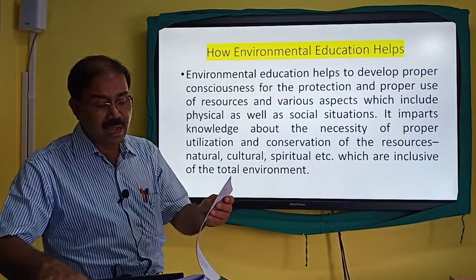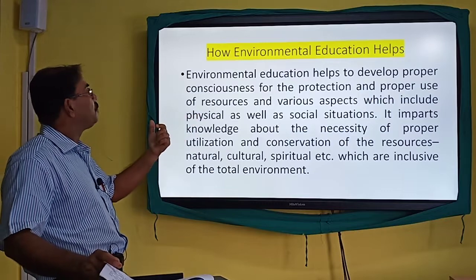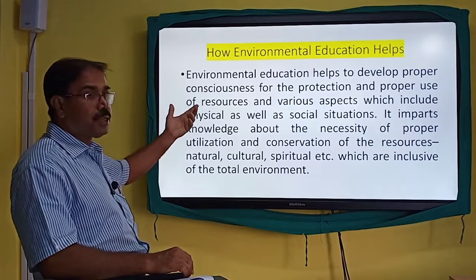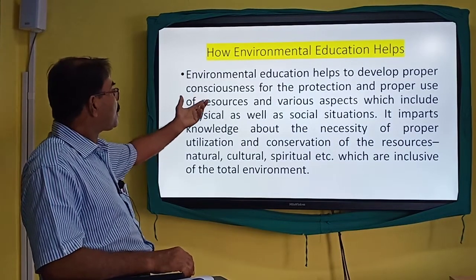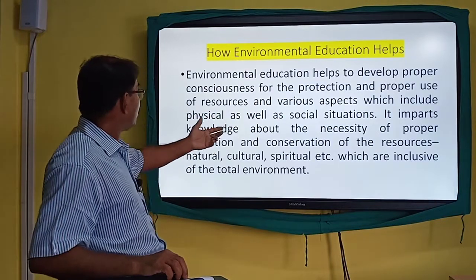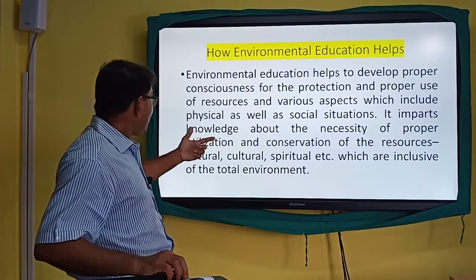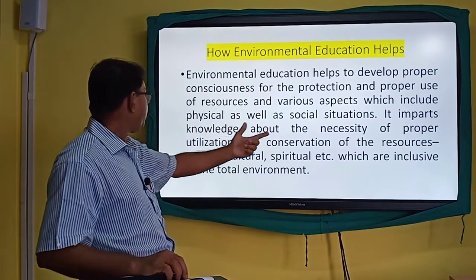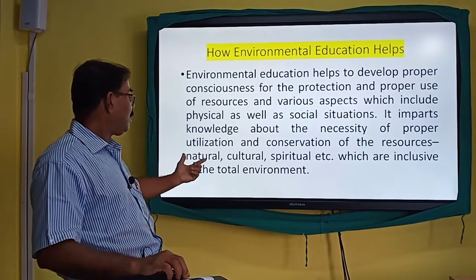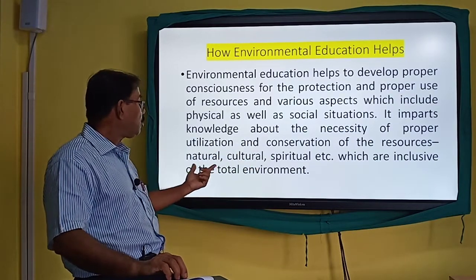Let us see the next slide. How does environmental education help? Why is it so? Environmental education helps to develop proper, sincere consciousness for the protection and proper use of resources and various aspects which include physical as well as social situations. It imparts knowledge about the necessity of proper utilization and conservation of the resources, natural, cultural, spiritual, etc., which are inclusive of the total environment.